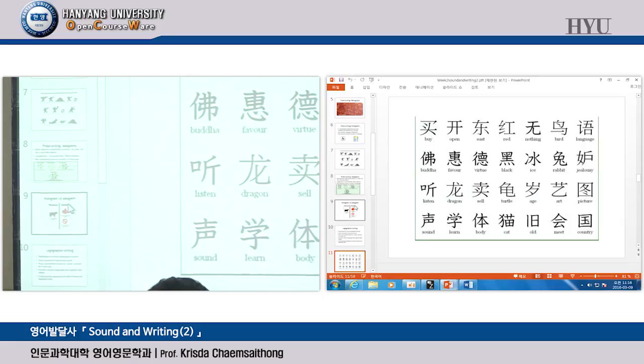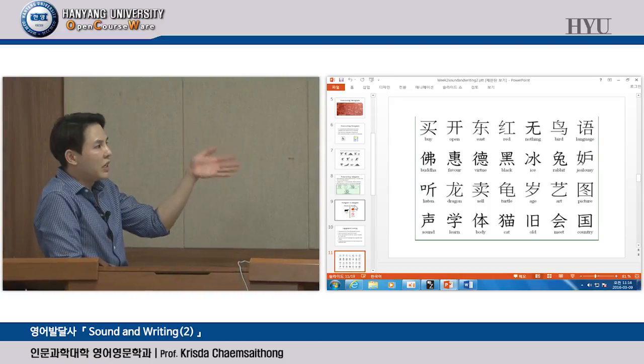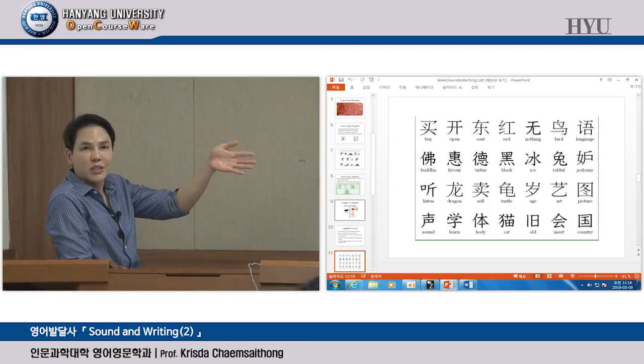So that's one system, right? So this might not be efficient for all languages because you need each character for each word, right?